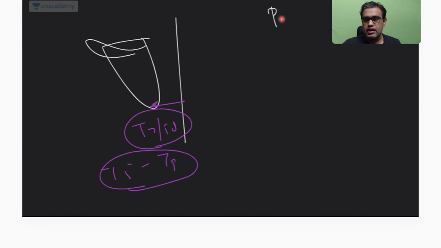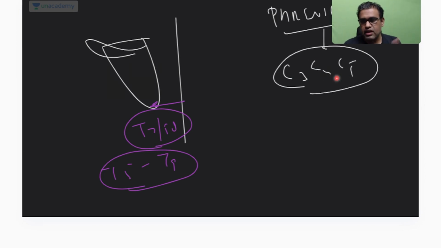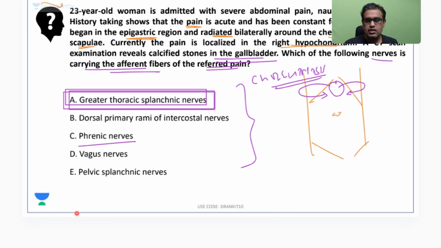Now, if you are choosing phrenic nerve, fine. You can choose phrenic nerve. What is the root value of phrenic nerve? C3, C4, C5. Where would the pain go? It will go into the shoulder region, not behind the scapula. The question asked was, which nerve is carrying the afferent fibers of the referred pain? Splanchnic will carry the referred pain. Is the point clear to all of you? That is very, very important. You need to understand how the patient is presenting the pain.